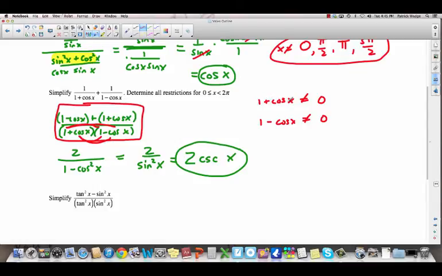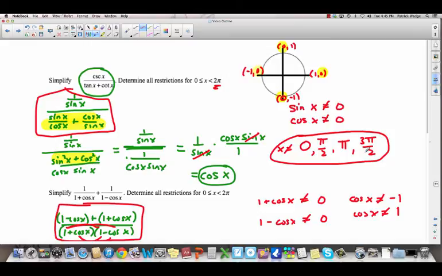If 1 plus cosine x can't equal 0, then move the 1 over. Cosine x cannot equal negative 1. If 1 minus cosine x can't equal 0, move the negative cosine x over. You'll get cosine x cannot equal 1. Okay, cosine x cannot equal negative 1 and cosine x cannot equal 1. Where does cosine x equal negative 1 and 1? It equals negative 1 right here and positive 1 there.